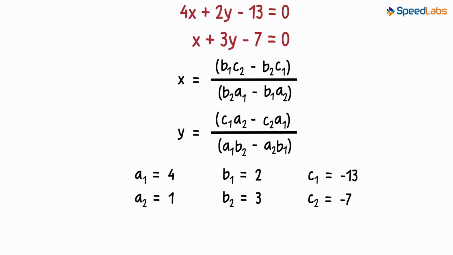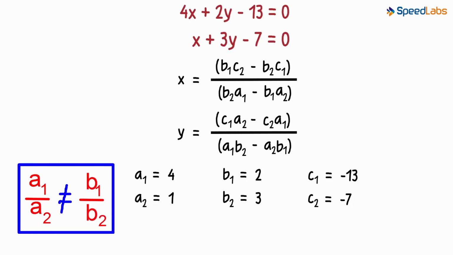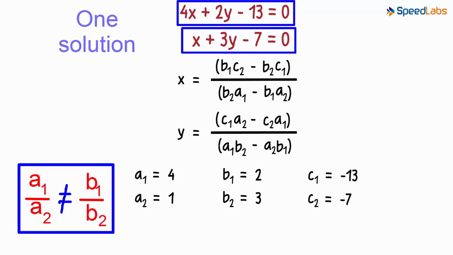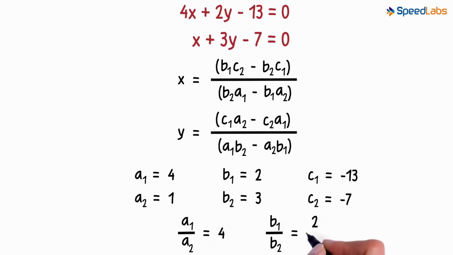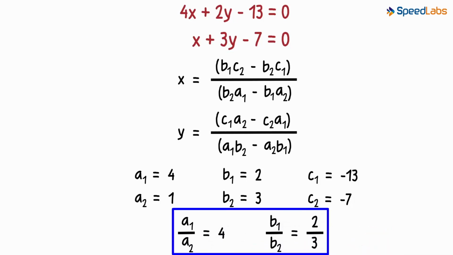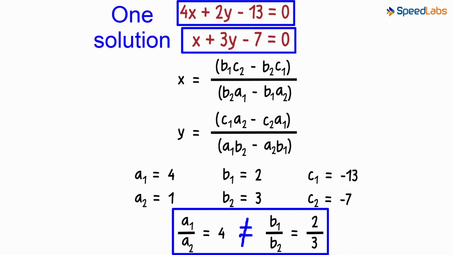Before we proceed with substituting the values, we need to check for a condition. Do you remember which one? Yes, we need to compare the values a1 over a2 and b1 over b2. Only if they are not equal will these equations have exactly one solution. Here a1 over a2 is 4 and b1 over b2 is 2 over 3. As they are not equal, we can be sure that these equations have just one solution.